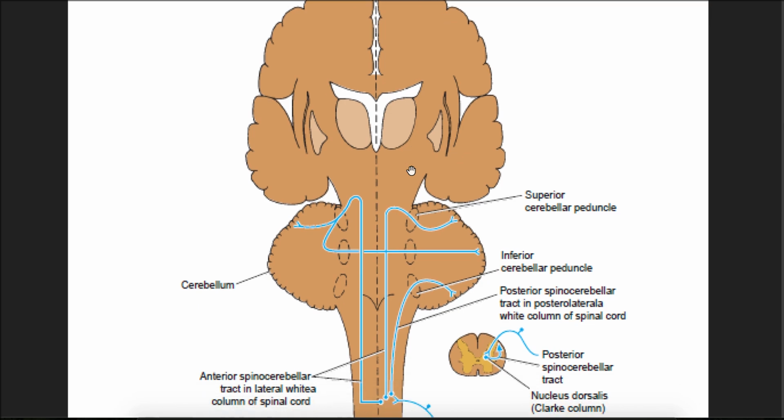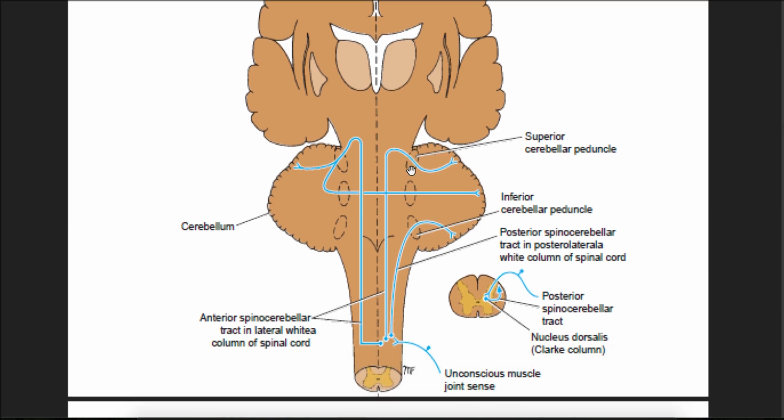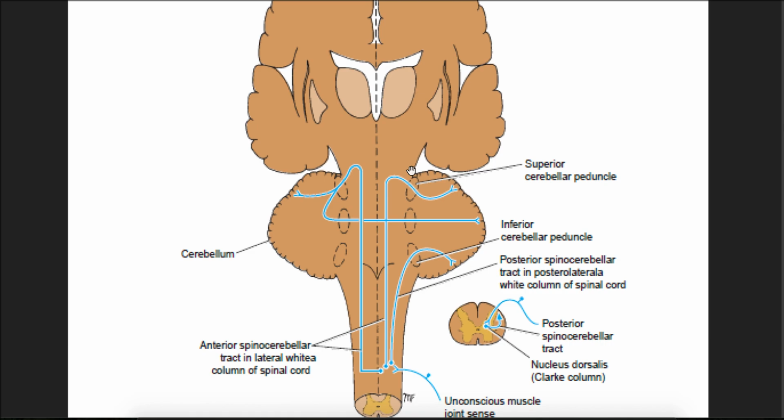Now here I've got this picture of the unconscious muscle joint sense, which I said was anterior spinocerebellar, posterior spinocerebellar, and cuneo-cerebellar. If you just follow this blue line here, you see unconscious muscle joint sense information coming into the spinal cord. When it ascends as posterior spinocerebellar, it will remain on the same side and through the inferior cerebellar peduncle, it will enter the cerebellum.